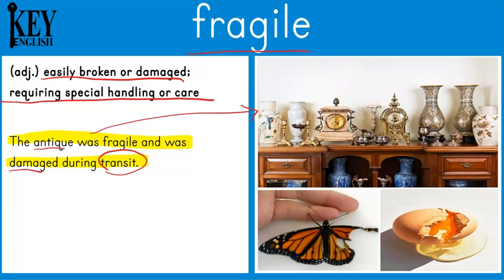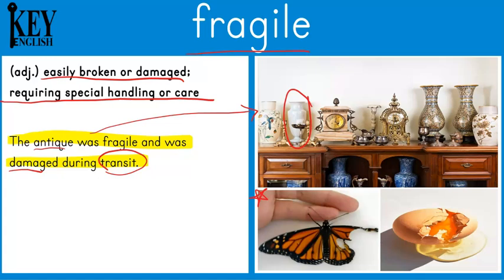So something like a vase is always known as something that's fragile because if you drop it, it can easily break. Most antiques are fragile. And another thing that is fragile that some people don't think about are butterfly wings. They can actually be damaged very easily by things like storms or just people touching them.